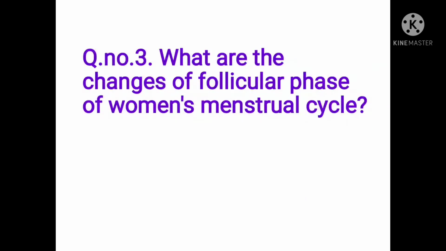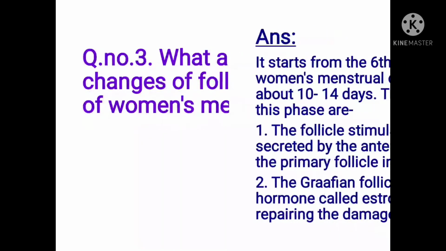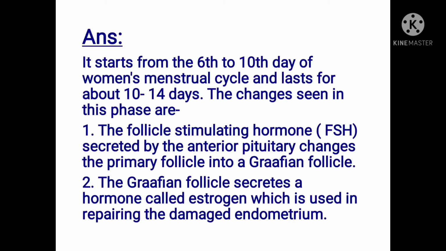Question number 3. What are the changes of follicular phase of woman's menstrual cycle? The answer is, it starts from the 6th to 10th day of woman's menstrual cycle and lasts for about 10 to 14 days.